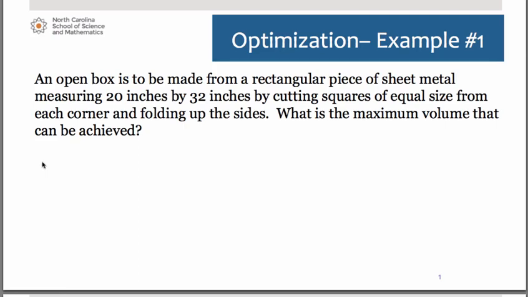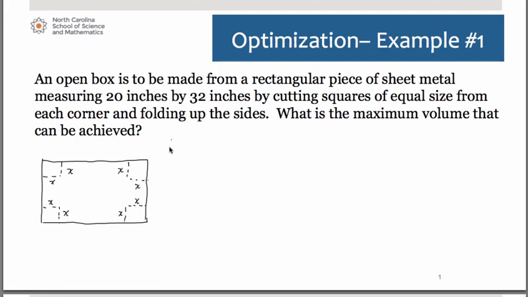If we were to draw for ourselves a picture of what this might look like in 2 dimensions, we would need to indicate that we would be cutting out from the corner those squares of equal size. Those we will denote by the little dotted lines that you see. And whereas we don't know how big of a square we are to cut out, we will refer to the length of the side of that square as x.